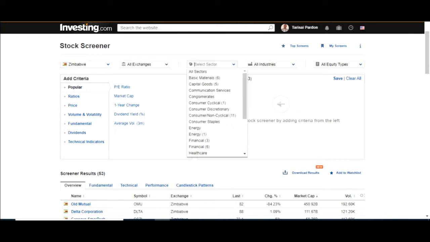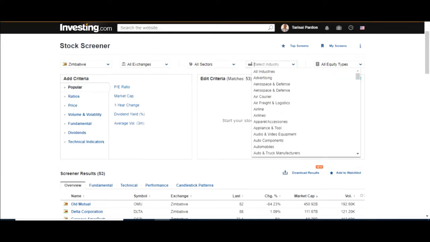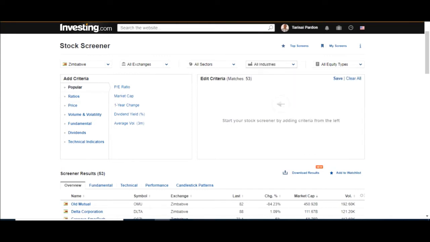If I want to look at the sectors, we'd see that these are the categories or the sectors that all our counters fall within. All these 53 counters fall within these sectors, but I'm not going to choose anything from these. We also have industries, and by industries you have a very big list of the types of industries. If you want to choose a specific industry, you can then pick it from there.